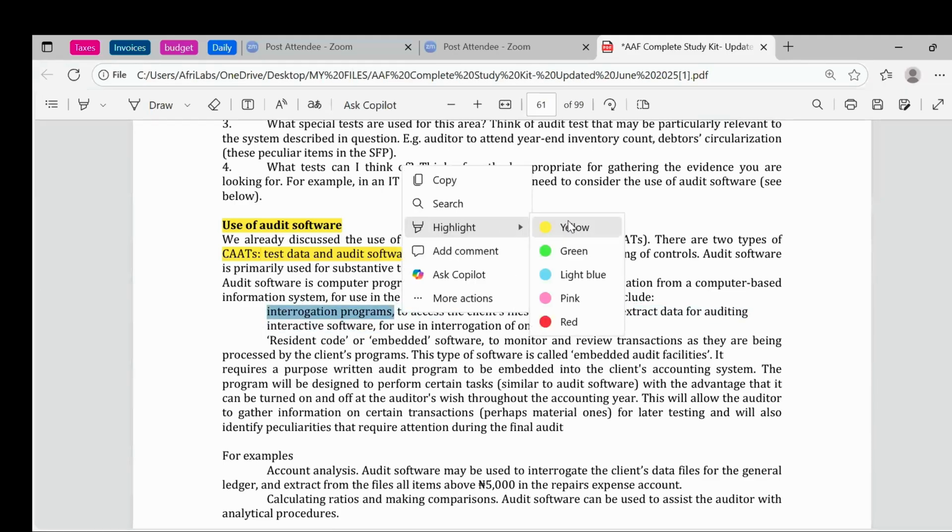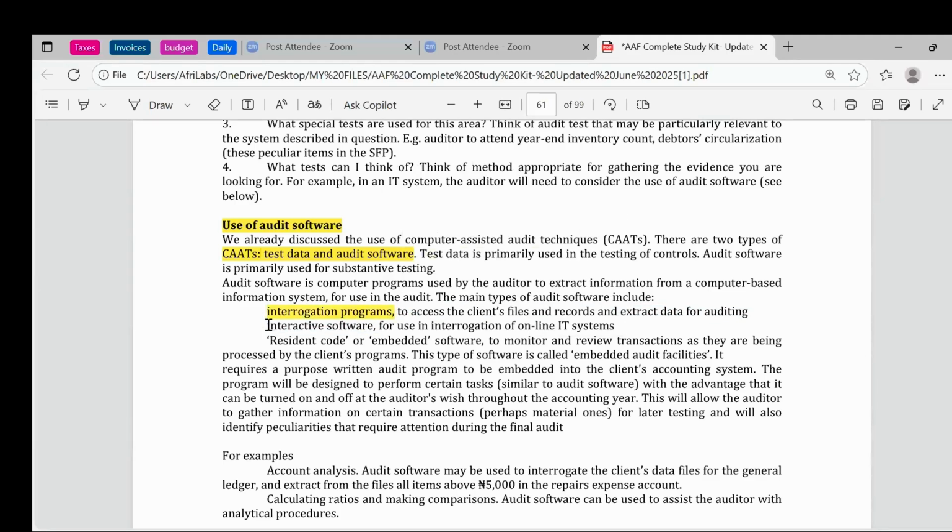is like they explain it, it's when you put it in the client's computer, it allows you to access their files and their records so that you can extract your data. While the interactive ones are used for interrogation on the online system. So basically, you can ask questions in real time, get responses, all your comments will be there and all of that. I don't think we've really gotten to the peak of what is possible as it relates to audit software in Nigeria.